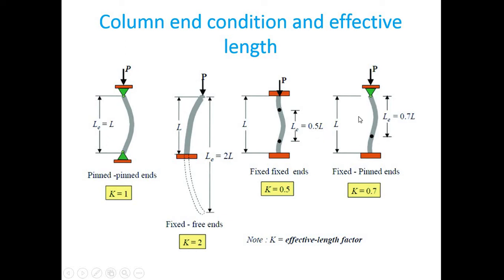Coming to the fourth condition, one end is fixed and the other end is hinged, and the relation between the effective length and actual length is LE equal to 0.7 L. So these are the four different end conditions and the relationship between effective length and actual length of the column.